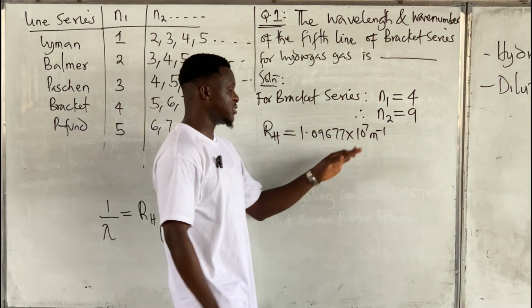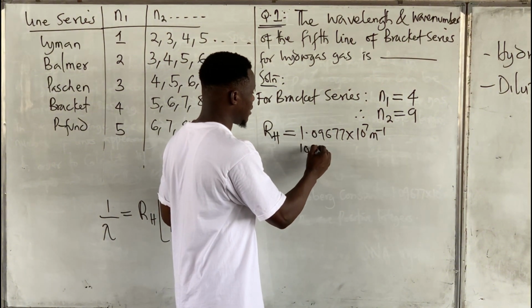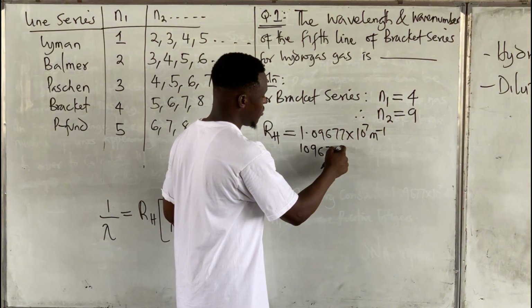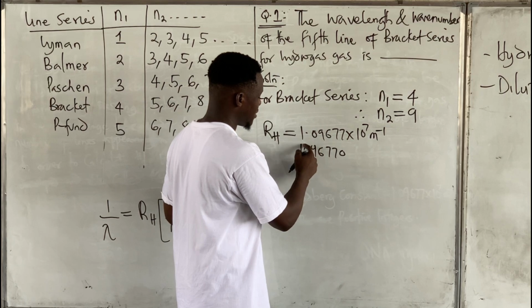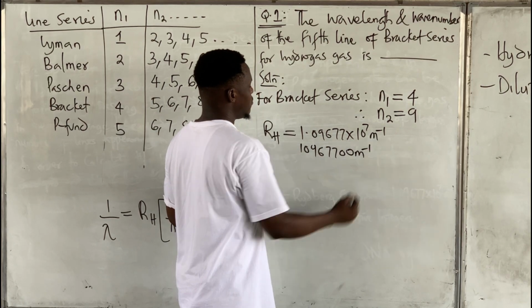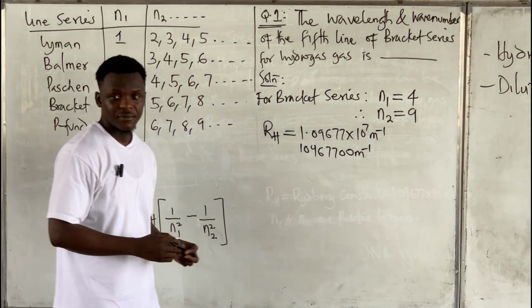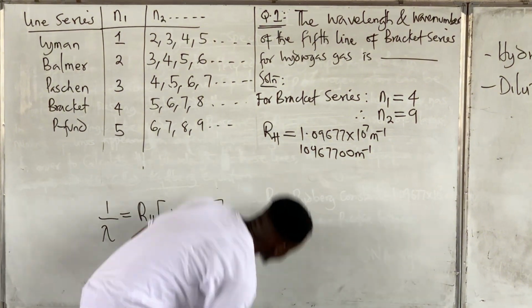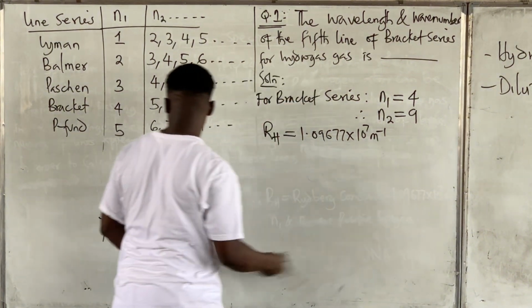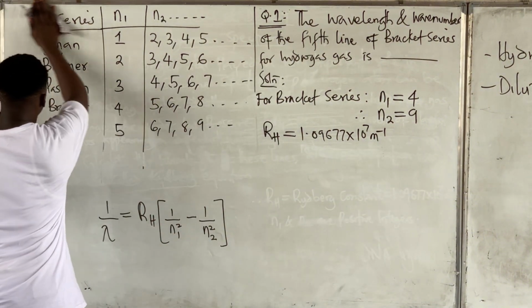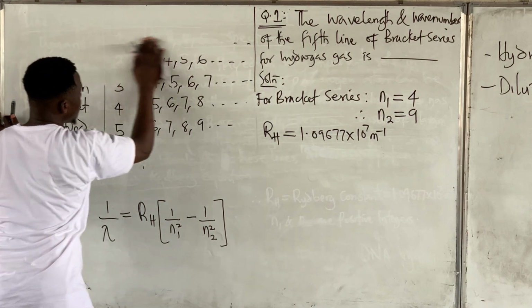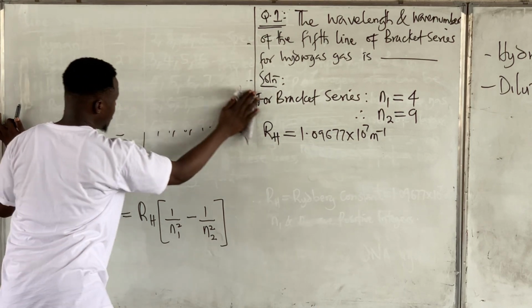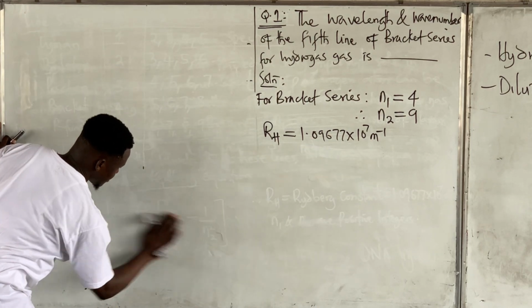Most of the times, they used to write it as 1.09677. Most times they used to write it this way, but just know the value. The most important stuff, so let me clean up this so that we need to solve this in a way that everybody will understand.